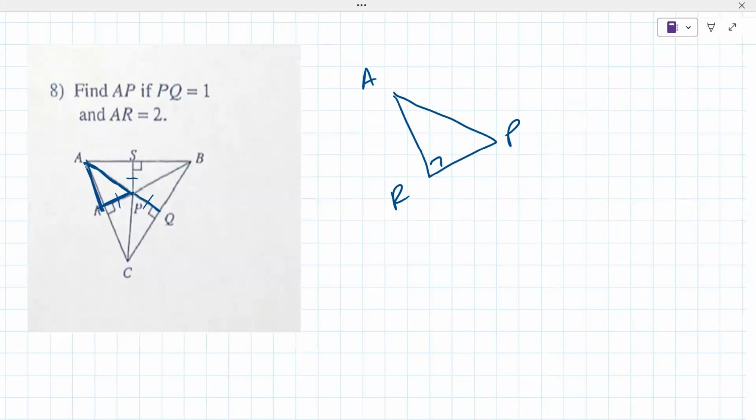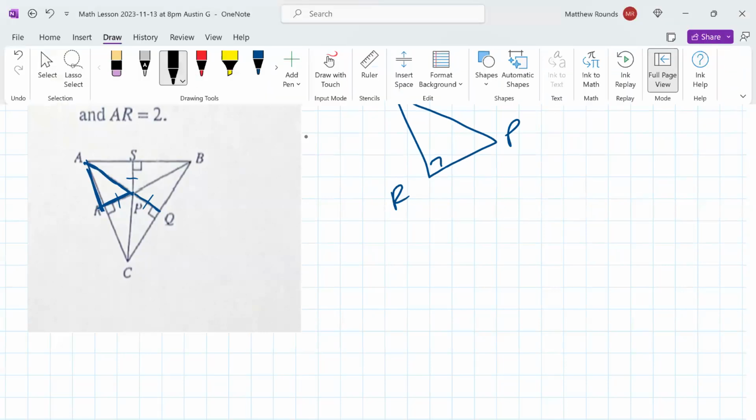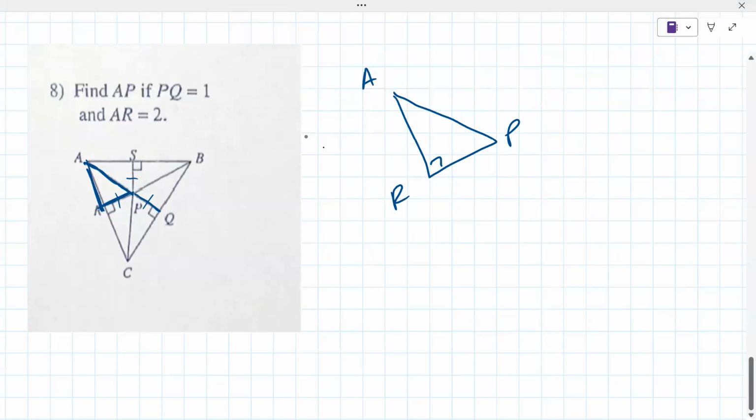APR, AR is 2, PQ is 1 over here. So that means that this RP is also 1. And so just like the previous problem, this is your A, this is your B, and this is your C. A squared plus B squared equals C squared. Will you attempt to solve that for us, please? Yeah.